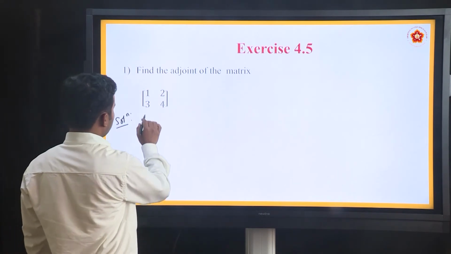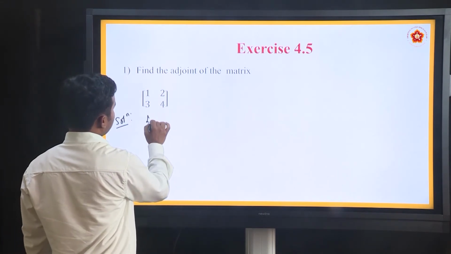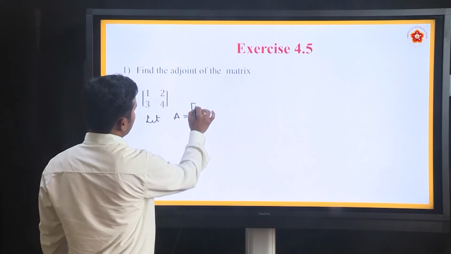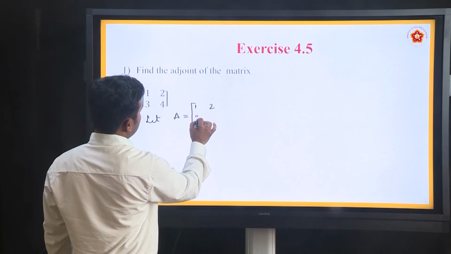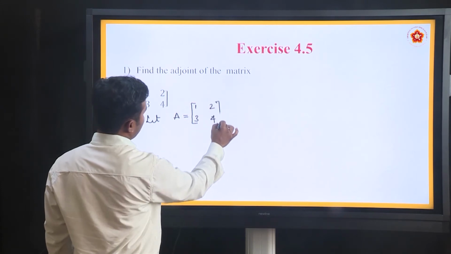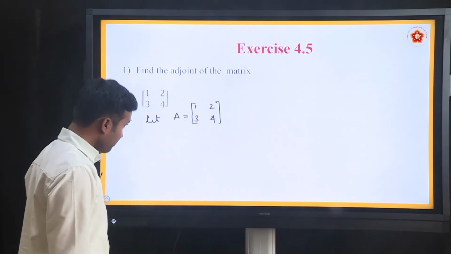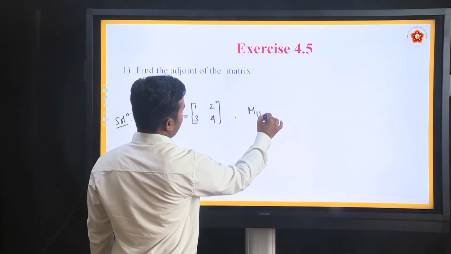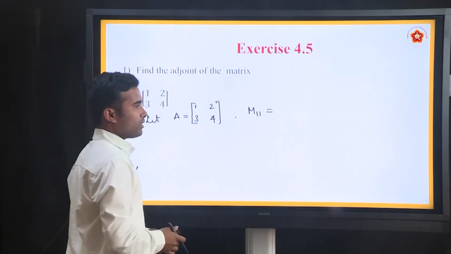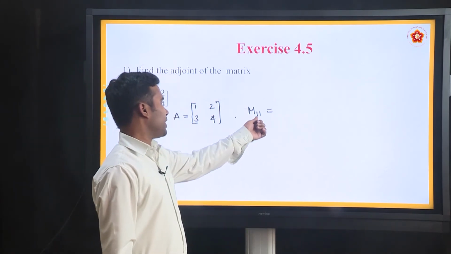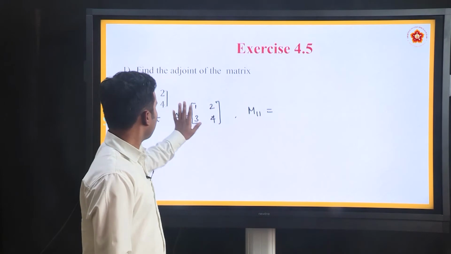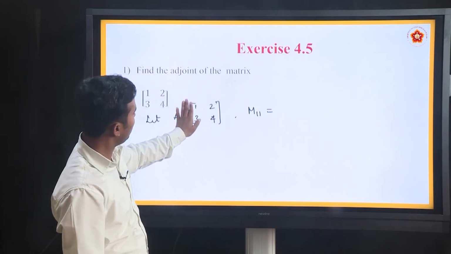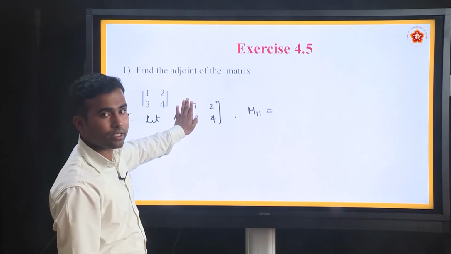Okay. So what is this? I'll take matrix A is equal to 1, 2, 3, 4. This is my matrix A. With this, I can find M11. What is M11? Minor. You delete the first row, first column. You just delete the first row, that is 1, 2, and you just delete the first column.